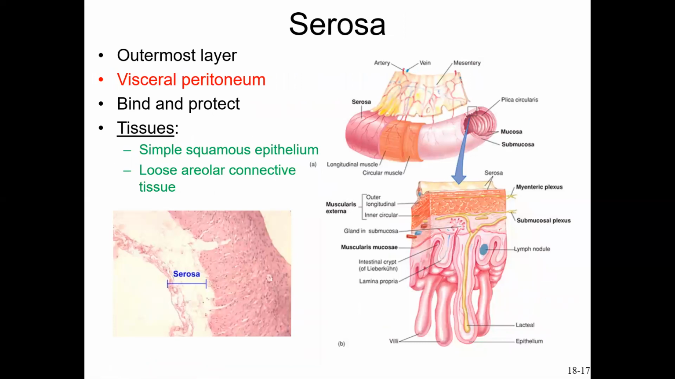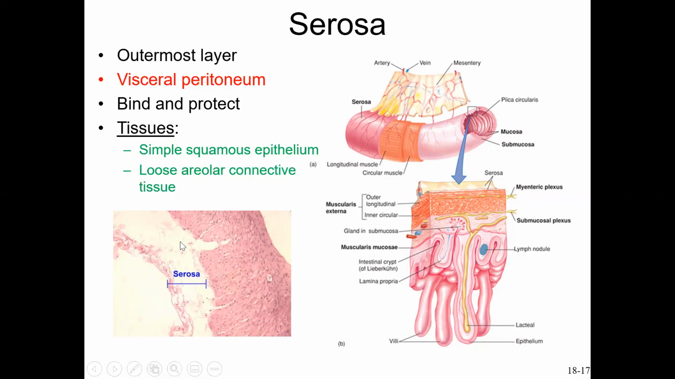Okay, last one, serosa. The serosa is the same layer as the visceral peritoneum, and all serous membranes are made up of the same 2 tissues. You've got simple squamous epithelium, so 1 layer of very flat cells. That's why you can barely see it. Remember, that is a surface, and then underneath that, connecting it to the muscularis externa, you would have the loose areolar connective tissue right in here.